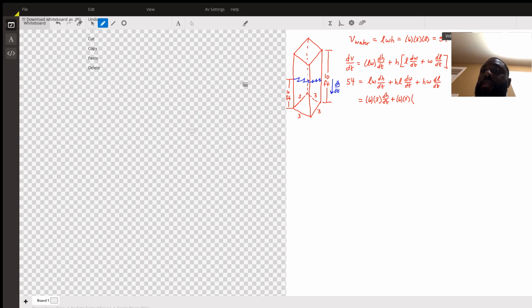Change in width, plus the height, again 6, width 3 again. Change in length, also -1/3, because it's a decrease, right? So, see that?